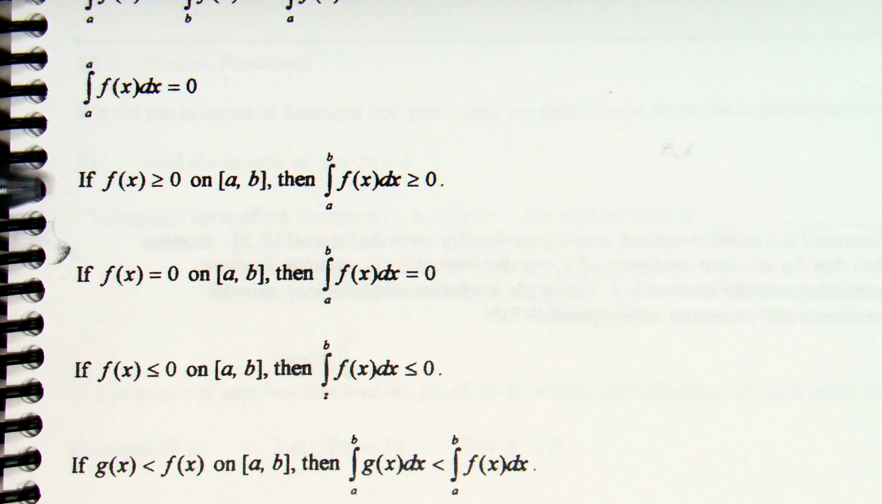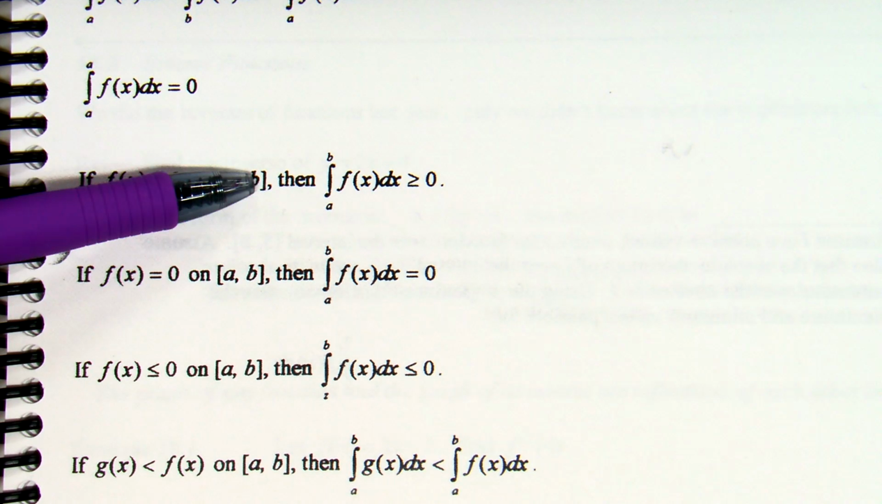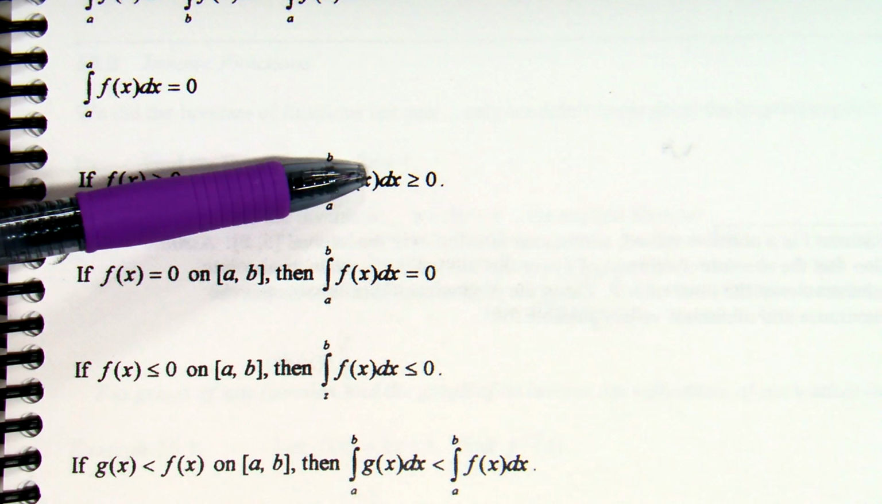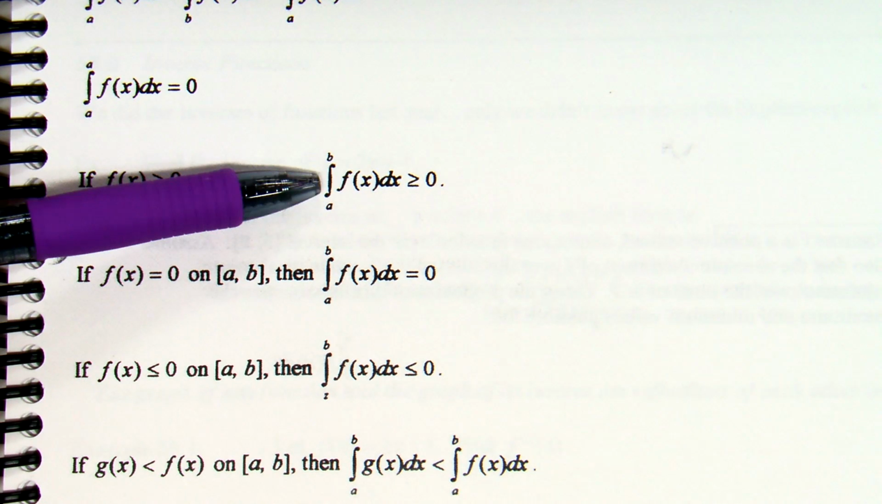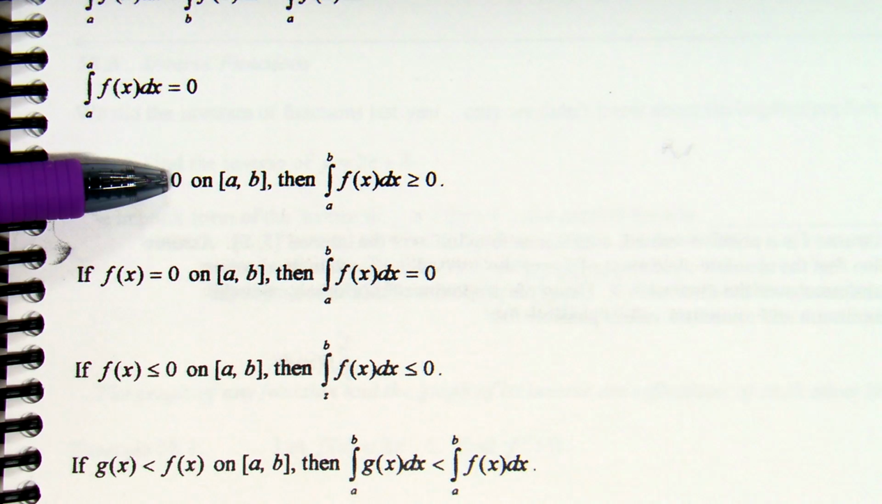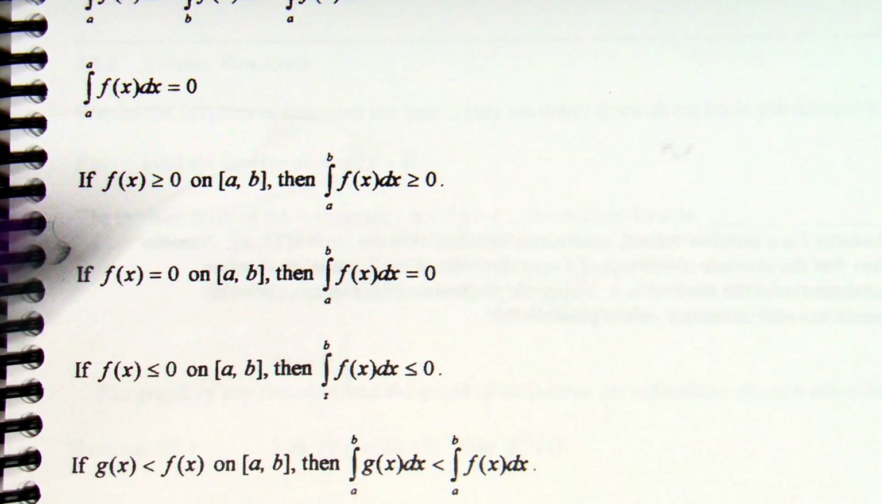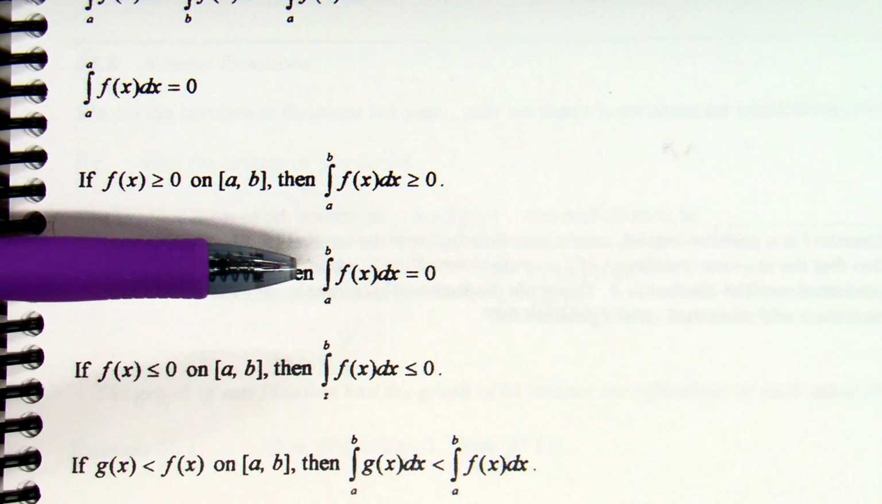Next one. If a function is greater than or equal to 0 on a certain interval. So if a function is positive on a certain interval, then the integral on that certain interval is also positive. And also remember, area or integral is area under a curve. So this is saying if a function is positive in a certain area, then the area is also positive. Okay? If a function equals 0 on a certain interval, then that integral also equals 0. So the area also equals 0.